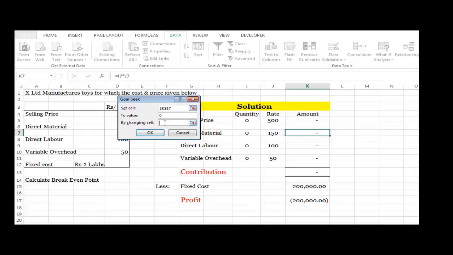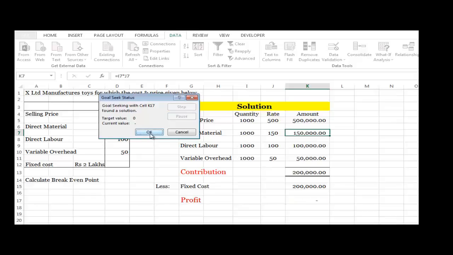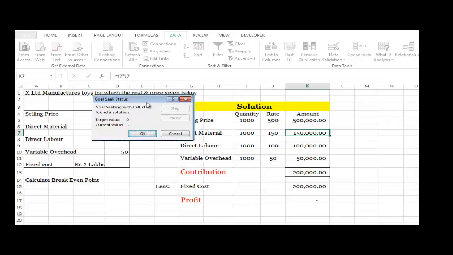By changing cell, I want to change my quantity. By changing my quantity, I want my profit to be 0. So I have selected the quantity of sale. Click OK. Now Excel has calculated your answer. That means by selling 1000 quantity, you can achieve break-even point.